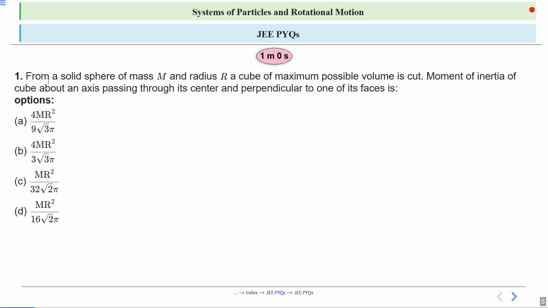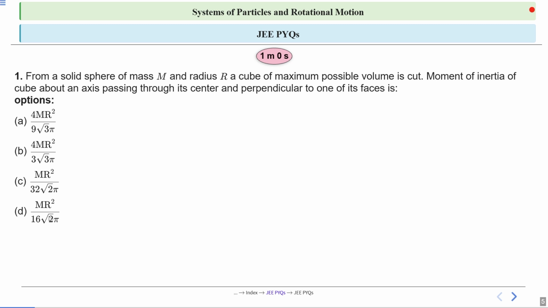Question is, from a solid sphere of mass m and radius r, a cube of maximum possible volume is cut. Moment of inertia of cube about an axis passing through its center and perpendicular to one of its faces is what? So in this question you have to find out the moment of inertia.